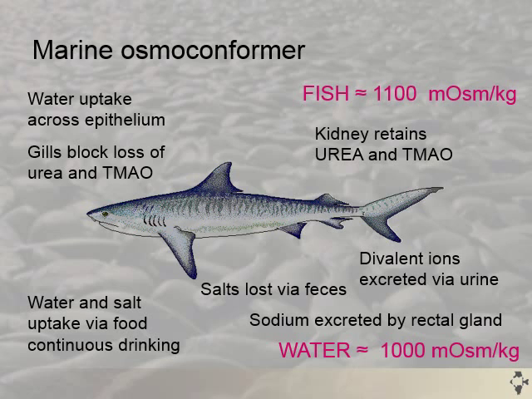Now in this case, the gradients that they face are relatively negligible. So you can see that the water here, once again, is about 1,000 milliosmoles per kilogram, whereas the fish itself has concentrations of total solutes approximately 1,100 milliosmoles per kilogram. The way the fish are able to achieve these very high concentrations of solutes in their bloodstream and in their tissues and fluids is that they retain urea. So urea is a byproduct of nitrogenous waste excretion.